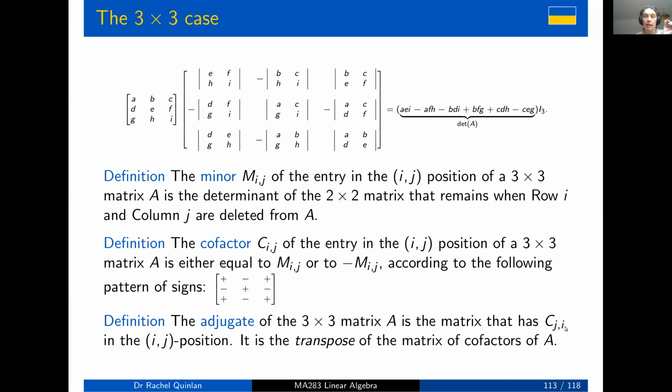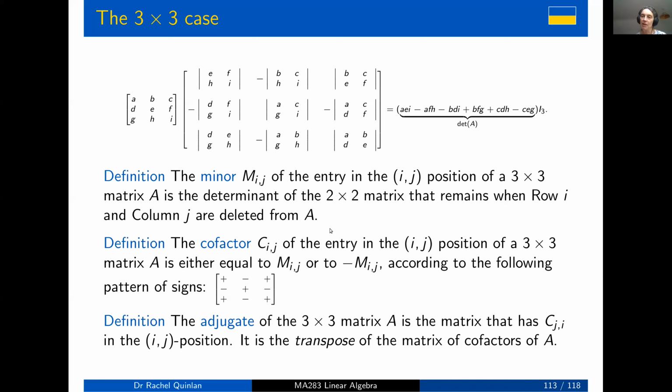Okay, so the adjugate of the matrix A: if we were to write out the matrix of cofactors, with the entry in the ij position equal to the cofactor of the entry in the ij position of A itself, then we would get the transpose of the adjugate. So the adjugate is the transpose of the matrix of cofactors of A.